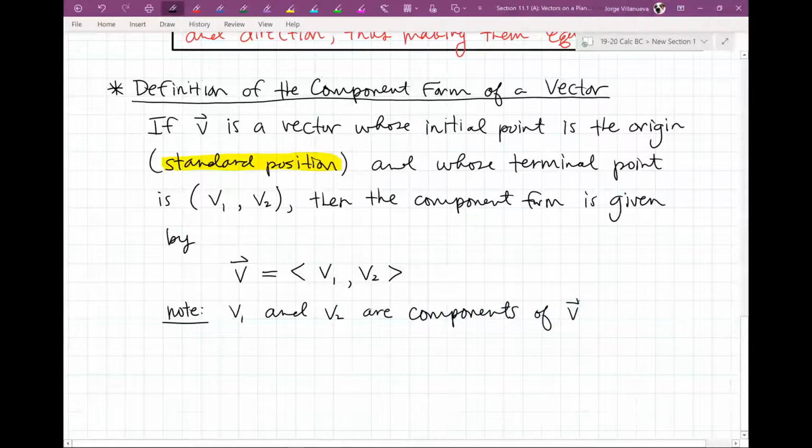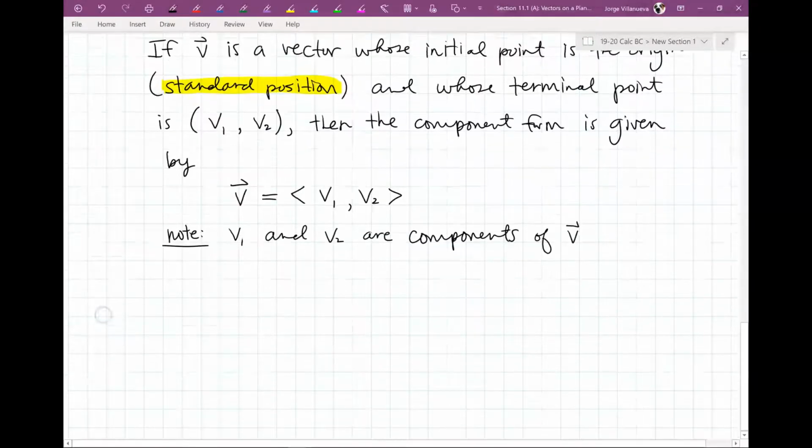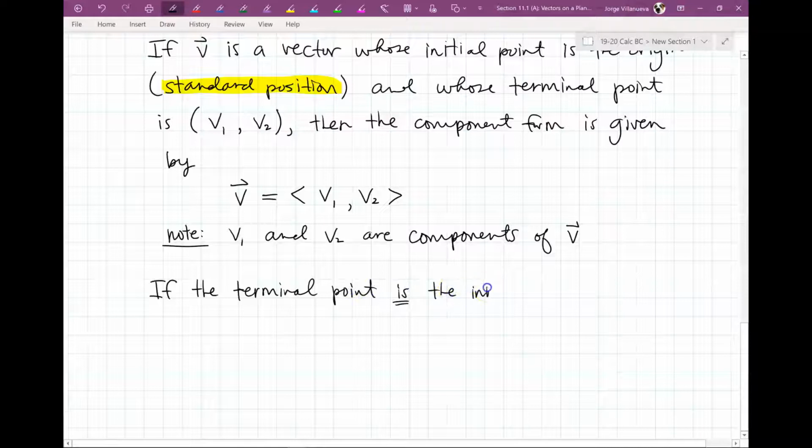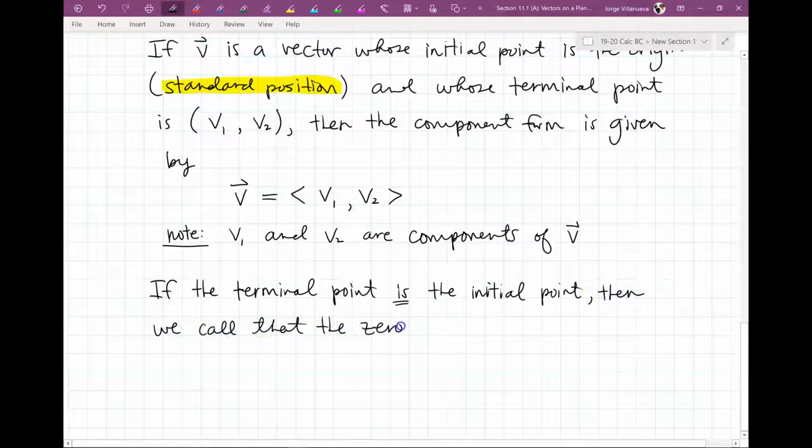Okay, if the terminal point is the initial point, so let me keep writing this down right here, if the terminal point is the initial point, then we call it the zero vector. So the zero vector. And usually they'll write it like this, which has components 0, 0.